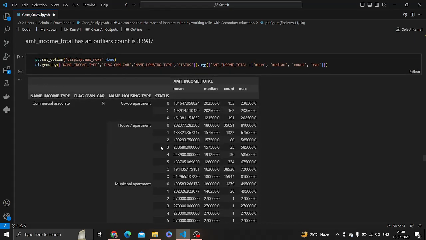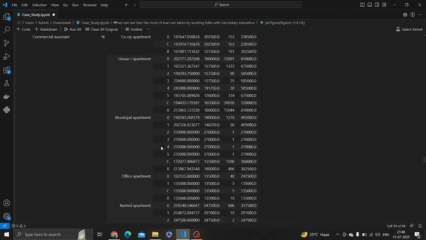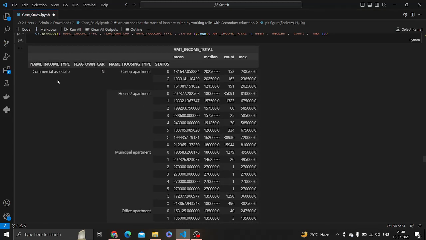So I'm going to find out the group by of it. You can analyze that commercial associates who don't have a car, and the housing types, whether they stay in a co-op apartment, house apartment, municipal apartment or office apartment, are they going to pay the loan or not. So there is overdue. That is the category we have by using the group by, and we found out the average of it, median of it, count of that person, maximum salary, and maximum count of that person.